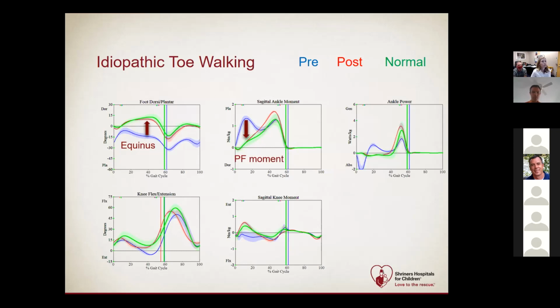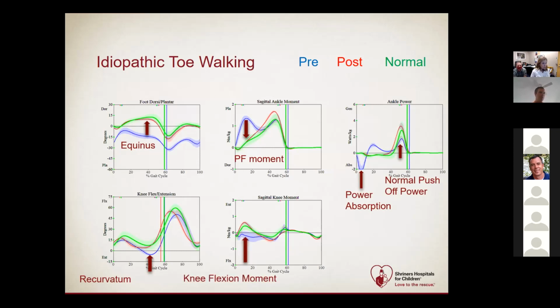And this also improved her plantar flexion moment and her power absorption, and the power at push off. You can also see here a change in her knee recurvatum and also in that knee moment. So pretty significant improvement here with our idiopathic toe walker.